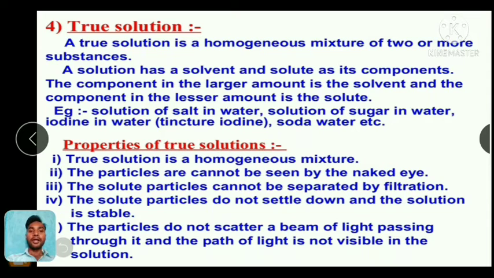Now we understand the true solutions. In case of true solutions, you have to understand one thing, that all the homogeneous mixtures are known as true solutions. So basically, we can say that the uniform composition of a mixture is called a solution.